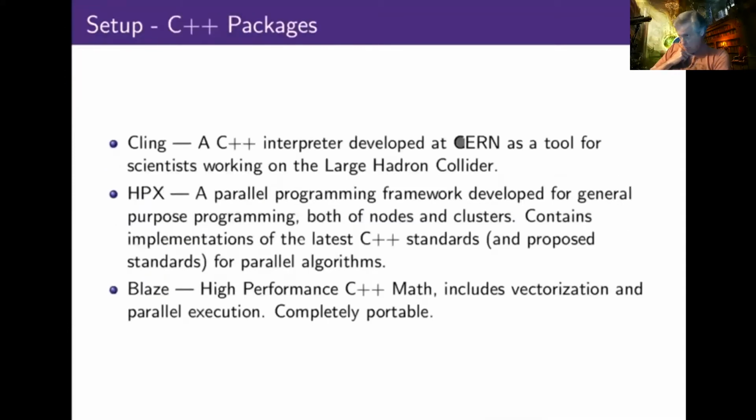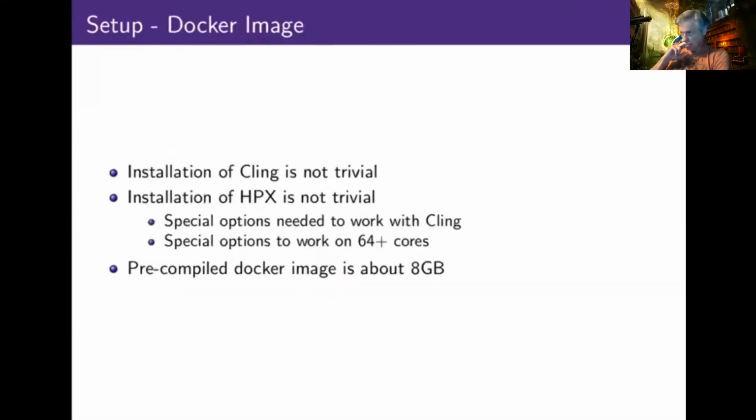The server has a number of packages pre-installed. First is Cling, which is a C++ interpreter developed at CERN as a tool for scientists working on the Large Hadron Collider. The next is HPX, a parallel programming framework developed for general purpose programming, both on nodes and clusters. It contains the latest implementations of the C++ standards and proposed standards for parallel algorithms. Finally, there's Blaze, which is a high-performance C++ math and vectorization package. It is completely portable, high-quality code.